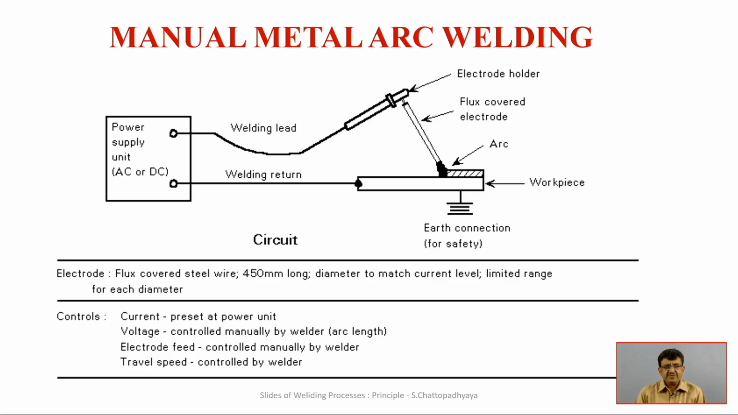So the electrode is a flux-covered steel wire, nearly say 450 millimeter long, with a diameter to match the current level. Different kinds of welding currents are associated with different diameters of the electrode. And the controls are current, voltage, electrode feed, and the travel speed.